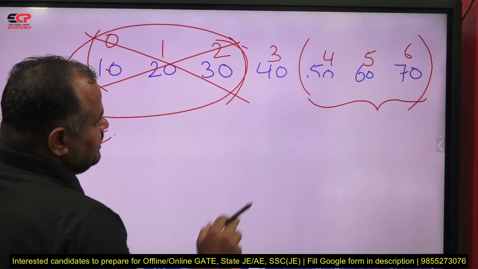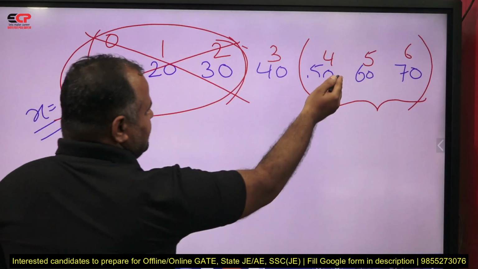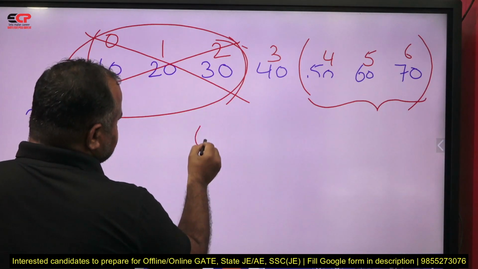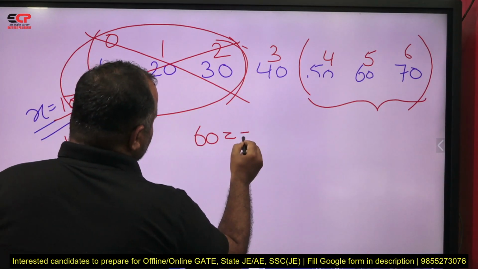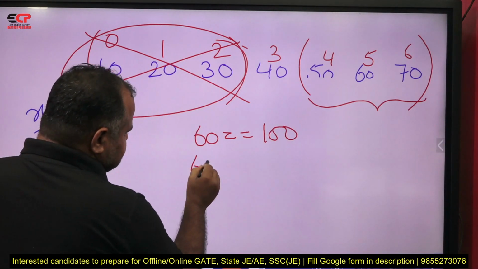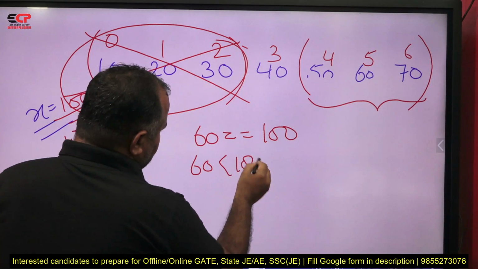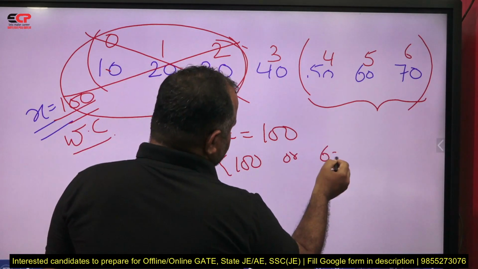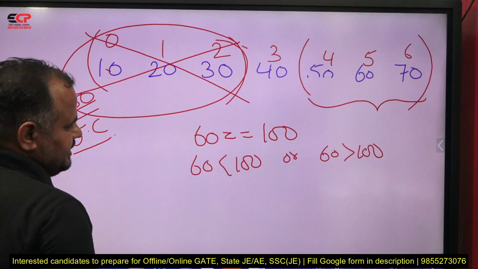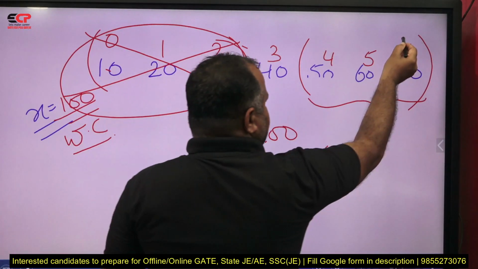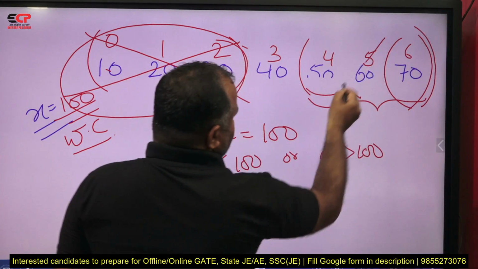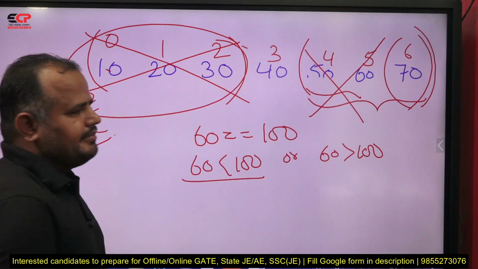Fine, great. Again start the binary search, find the middle element. 6 plus 4 by 2, that is 5, which is going to be 60. Again, is 60 equal to my 100, that is x? No. Is 60 less than 100 or 60 greater than 100? Same, as 100 is greater than 60, so apply the binary search this side. Now no need to perform any comparison on this element.